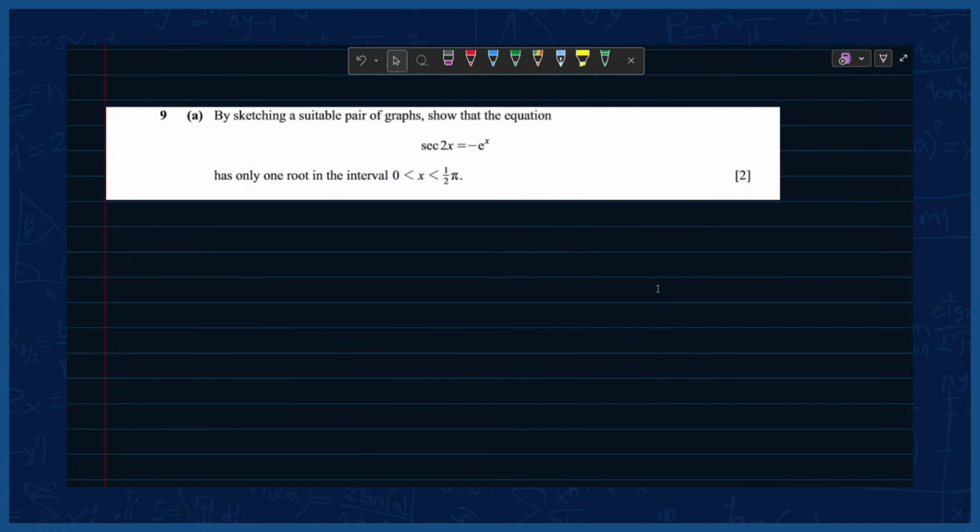Question number 9, part A. By sketching a suitable pair of graphs, show that the equation sec 2x is equal to negative e to the x has only one root in the interval x is between 0 and half pi.